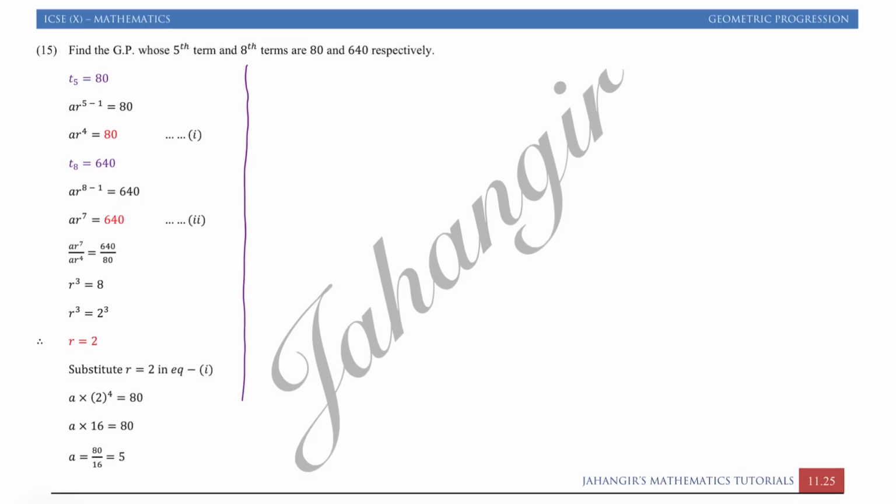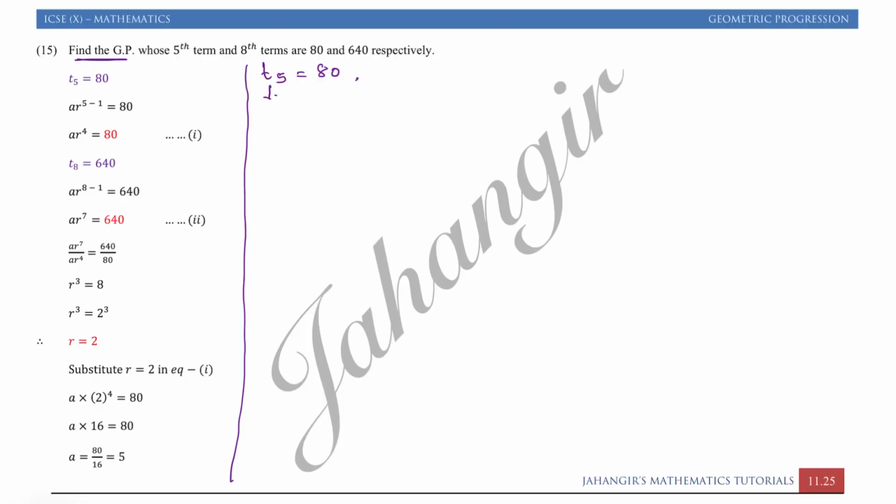Question number 15 is very much similar to question number 14. Here you have to find the GP. GP means at least the first 3-4 terms you have to find. So here the given information is T5, which is 80, and T8, which is 640.